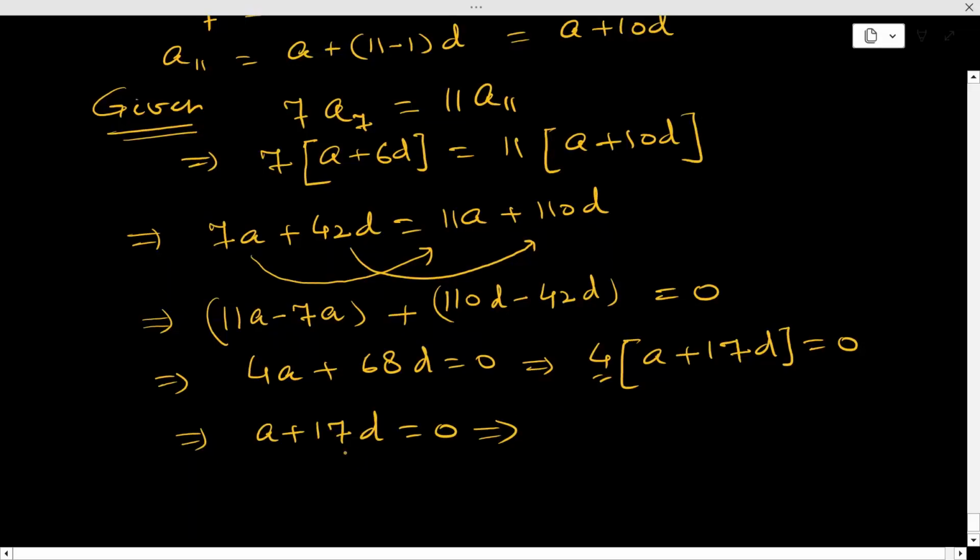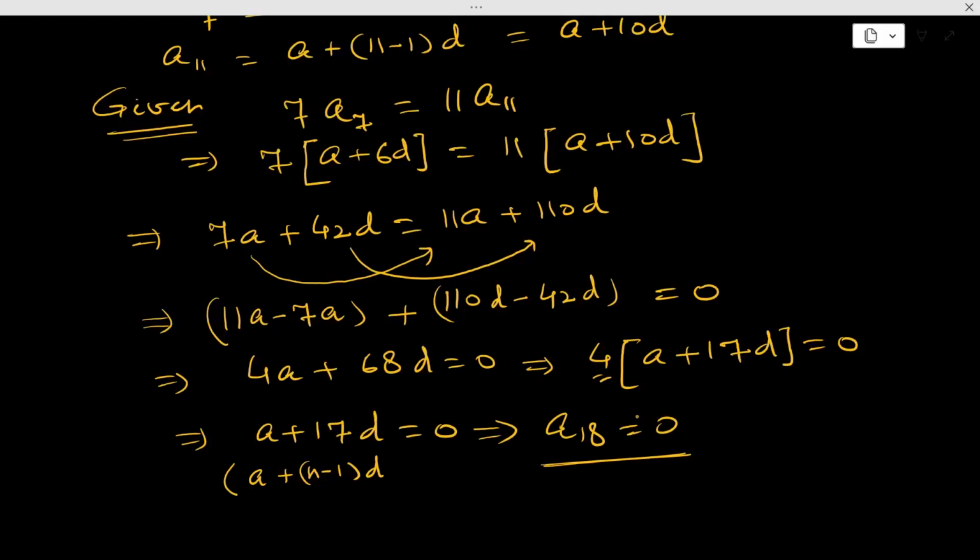Now what is a plus 17d? If you compare a plus 17d with a plus n minus 1 into d, you will easily obtain that this is your T18, or you can say A18. So this implies A18 is equal to 0. Fine. So this is another type of problem based on the general term.